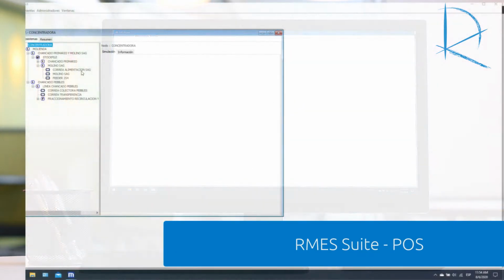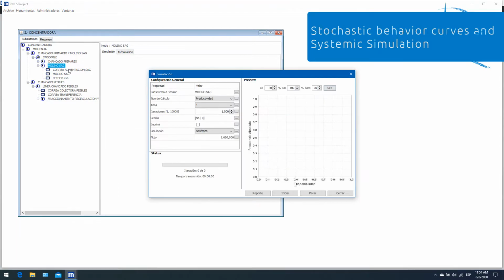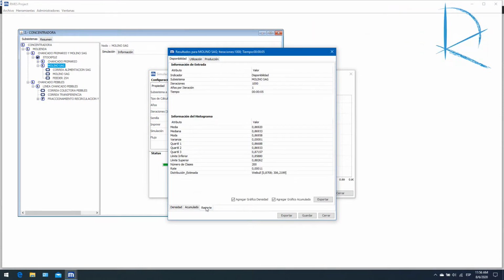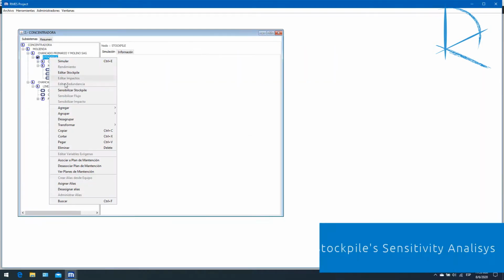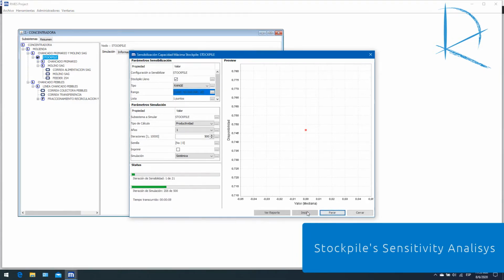Rmes Suite POS is a simulation tool for capital projects that can carry out systemic simulations by adding behavior curves for each piece of equipment or component. Ideal stockpile sizes can be determined through sensitivity analyses in order to optimize capital projects.